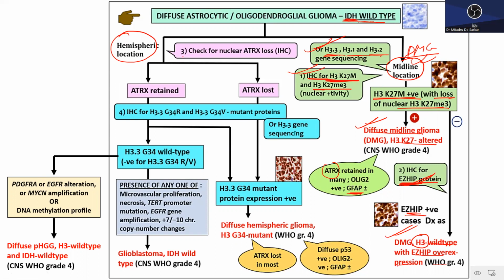Talking about the hemispheric located tumors, check out whether your tumor is showing the presence of nuclear ATRX or not. ATRX may be present or may be lost. Irrespective of this, you will do an IHC for the mutant G34R and G34V proteins, right? Because this is in the hemispheric location, and you would like to exclude the diffuse hemispheric glioma of G34R or V mutation. So you could do an IHC for those mutant proteins, or again, you could straight away go in for a histone 3.3 gene sequencing, either by Sanger sequencing or by next generation sequencing.